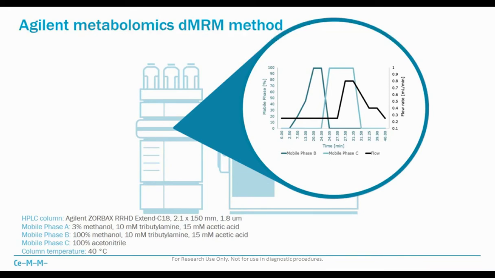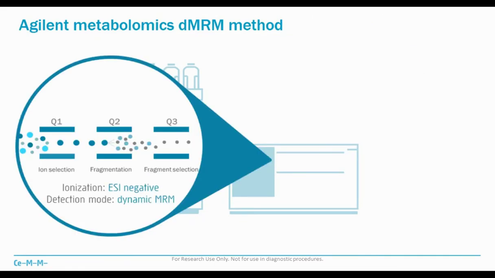And afterwards, it's again reconditioned for the next sample. The whole method takes around 40 minutes for analysis, and for backflushing acetonitrile is used. For detection, dMRM or dynamic MRM mode is used, which means metabolites are detected and measured around the retention time when they elute from the column. And as tributylamine is used as ion pairing reagent, only negative ionization mode is possible. So this limits a bit the number of metabolites or classes of metabolites you can measure with this method.